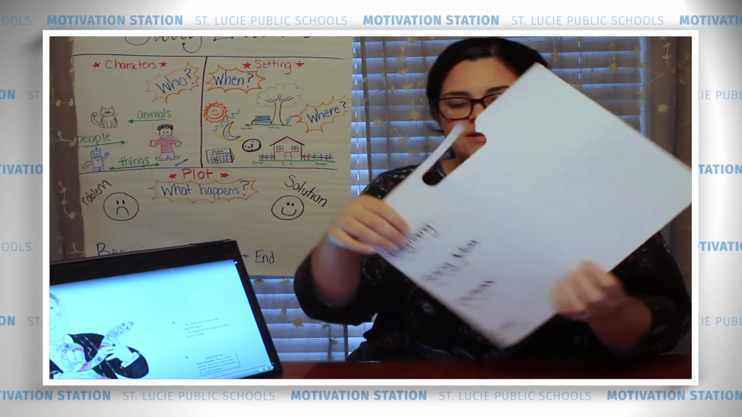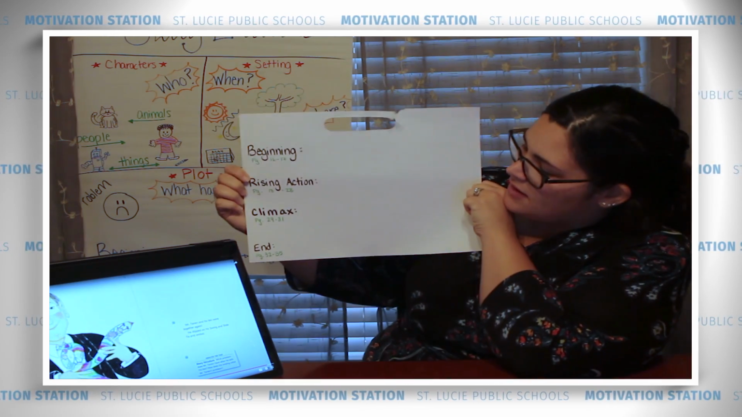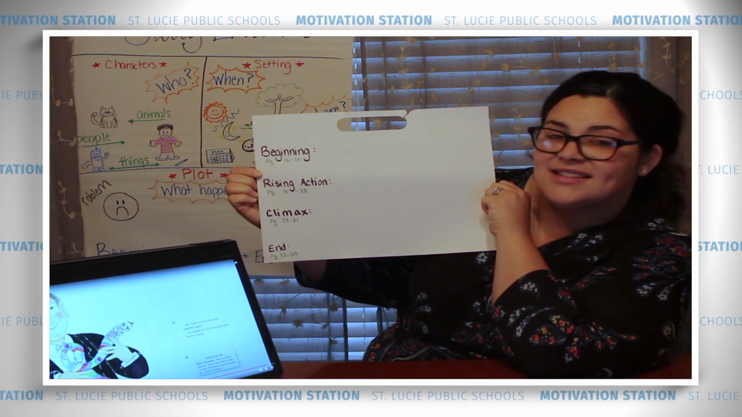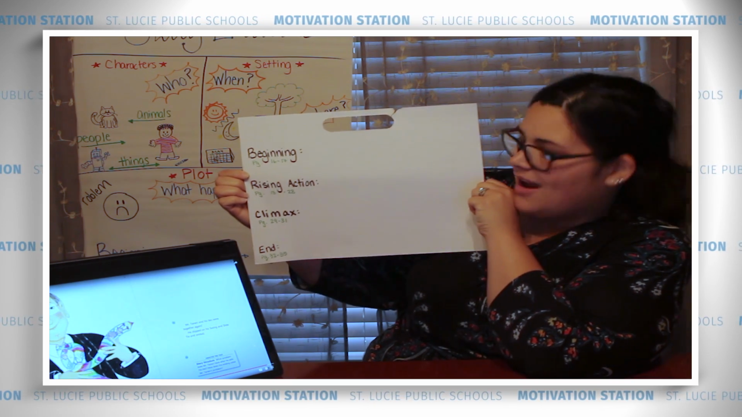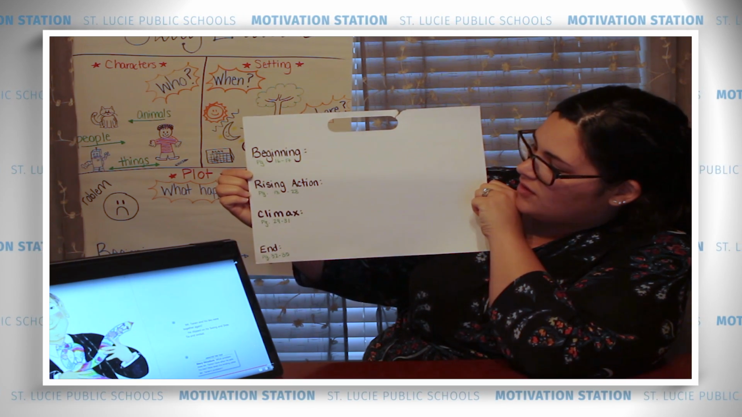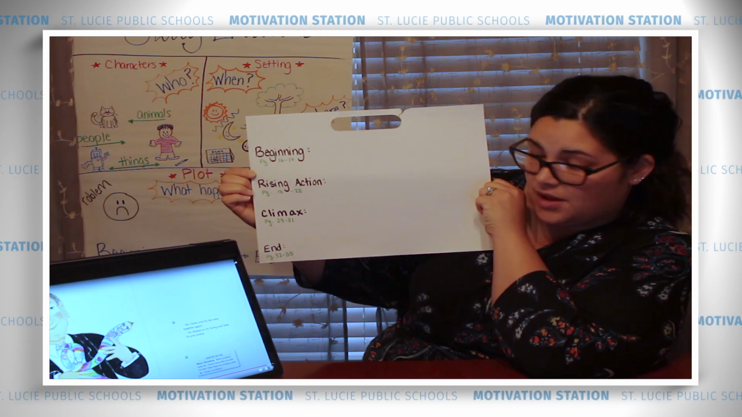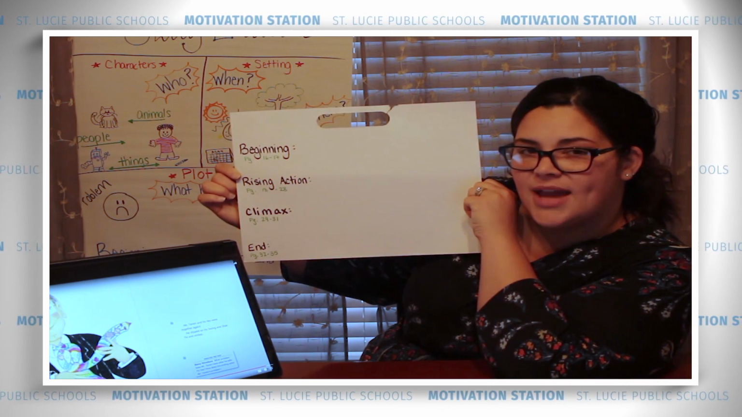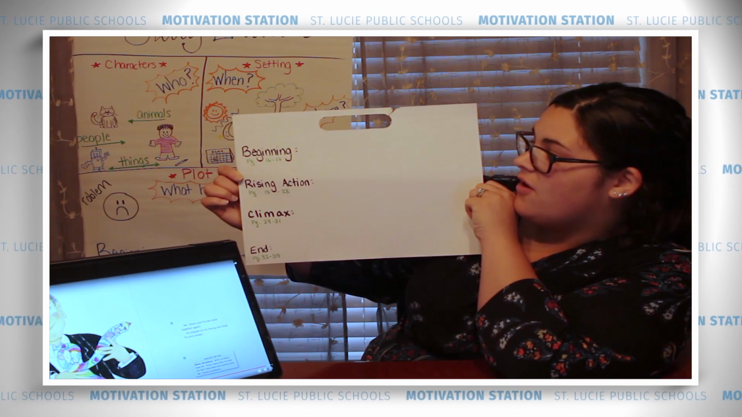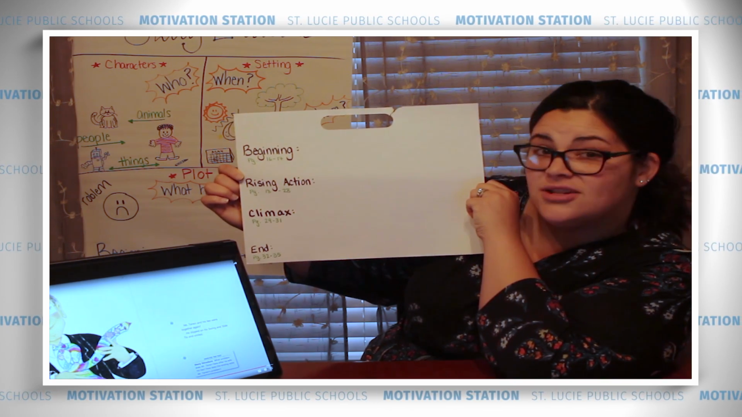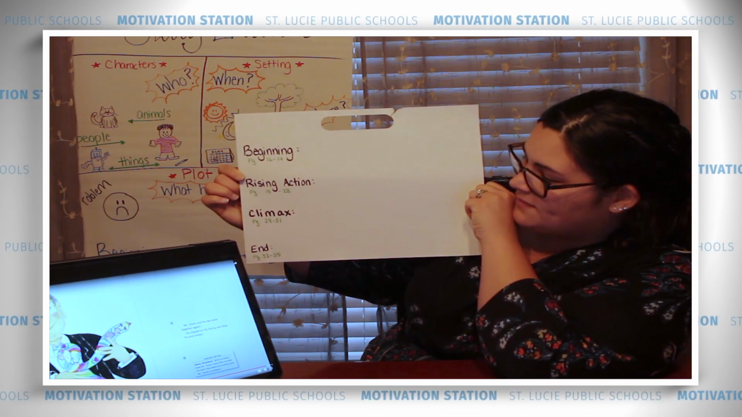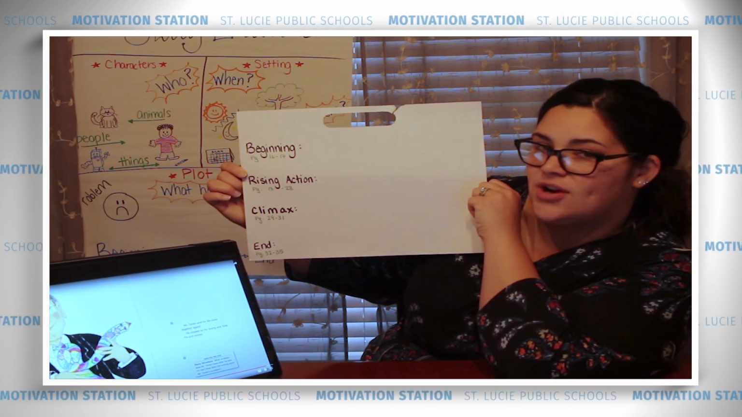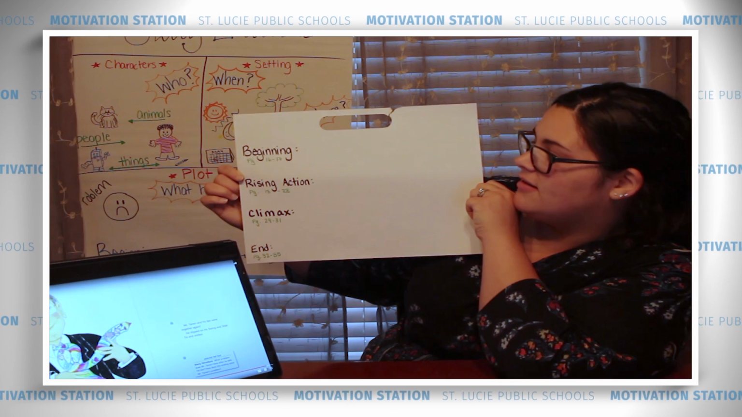So in your notebooks, what I'd love for you to do is to create a beginning, rising action, climax, and end chart. And I've written for you here the pages that these different components of the plot exist. Try to identify, based on the discussions we had today and the last time we read, which elements in the story fit into which parts of the plot. Work on this independently as your activity that goes along with the story.